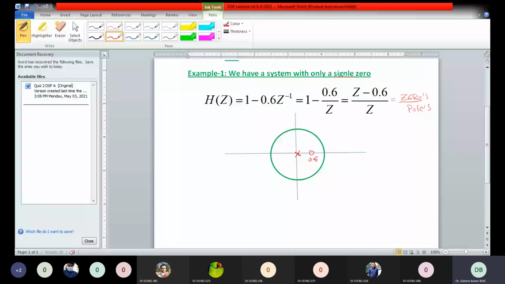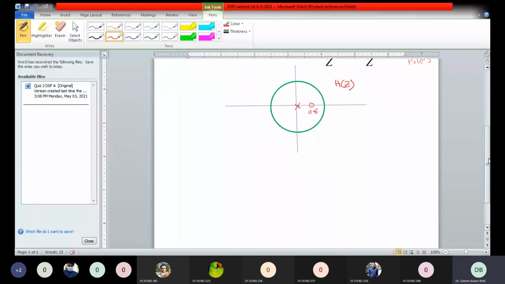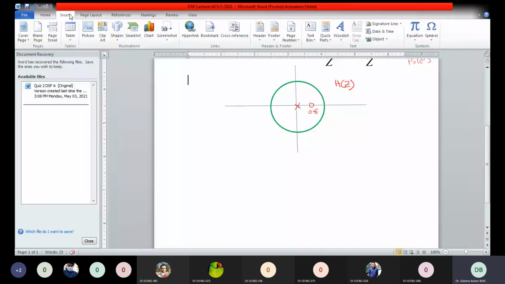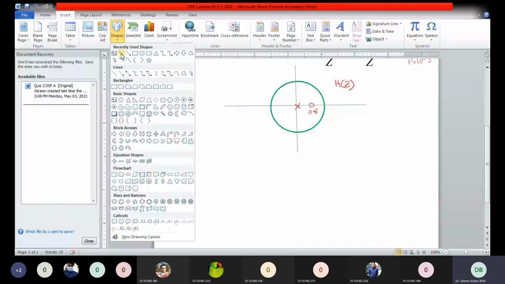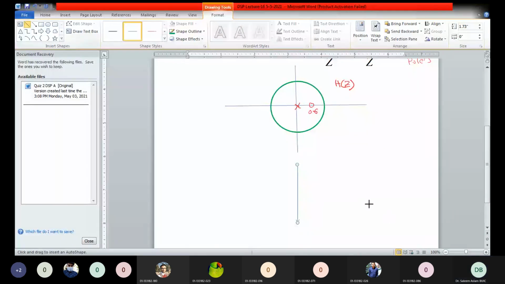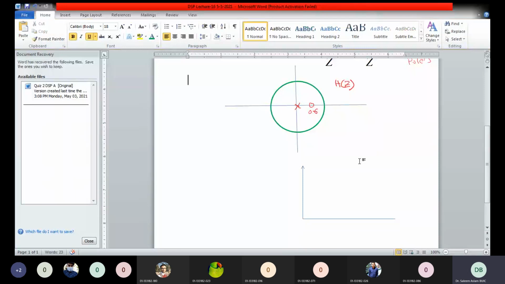So we are given this H(z) because it is in the z domain. Can we roughly sketch its magnitude plot? Magnitude plot means that we want a graph between |H(e^jω)| versus ω. So can I draw a rough sketch of the magnitude plot?